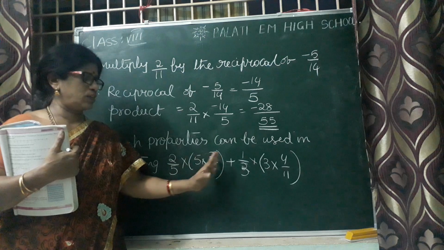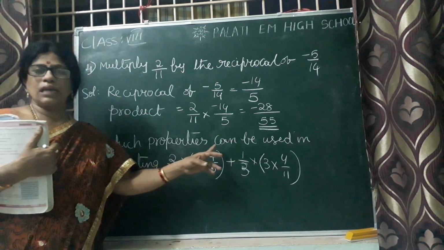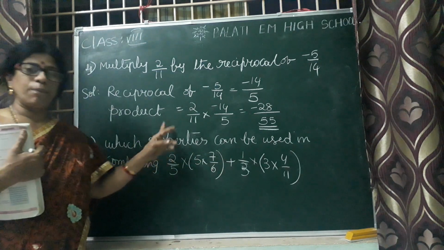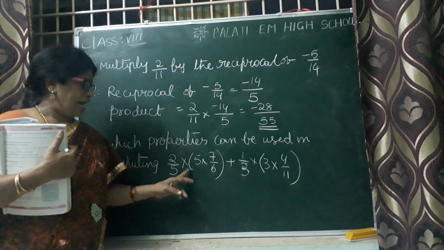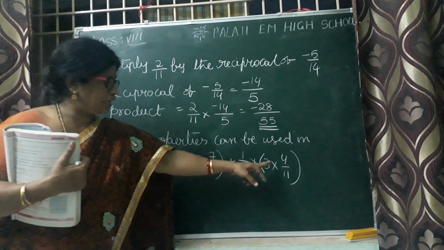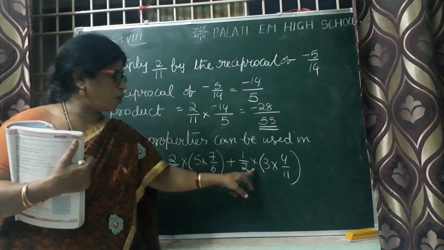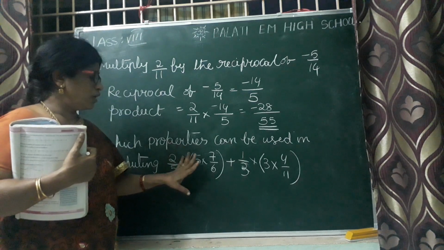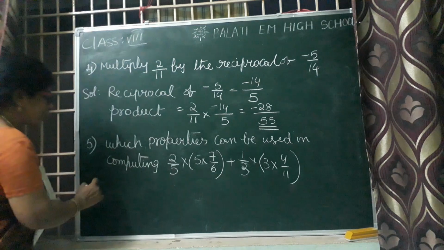Some fractions and some numbers are given to you. And which properties can be used? Your question is not to solve it, but to find out the properties that we use to find the value of this. See, this is multiplication and this is also multiplication. This binary operation is multiplication, and this binary operation is multiplication. It means here you can use all the multiplicative properties. What are the multiplicative properties?